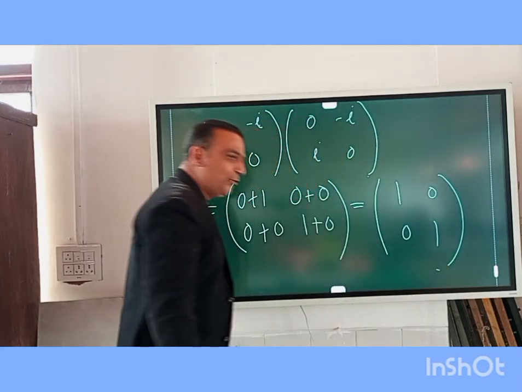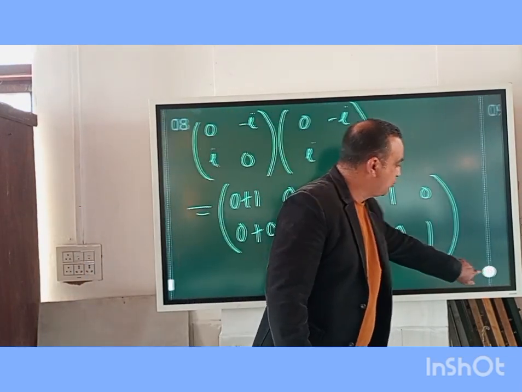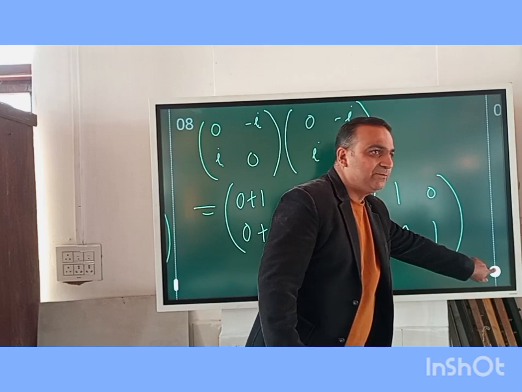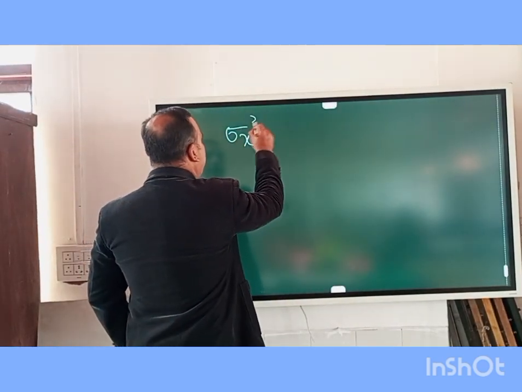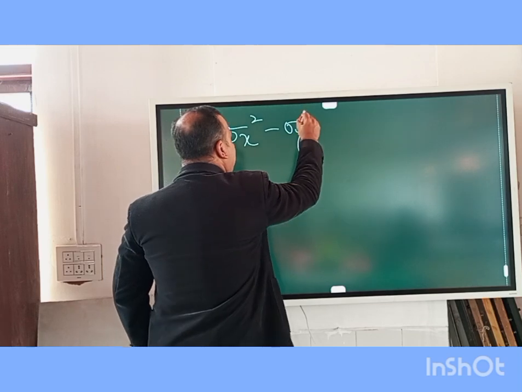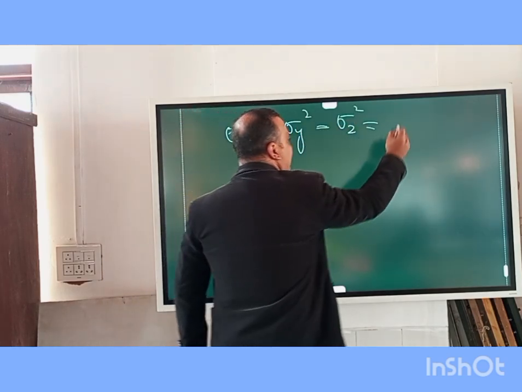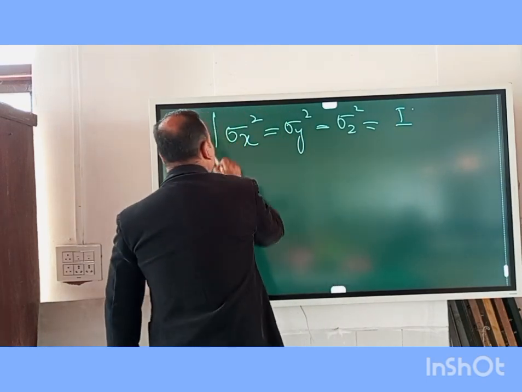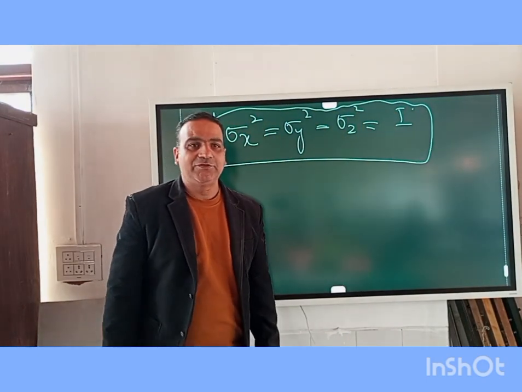So by doing this, you are able to confirm that the square of the Pauli spin matrices, that is sigma x square is equal to sigma y square is equal to sigma z square, is equal to the identity matrix. So I think here we should stop.